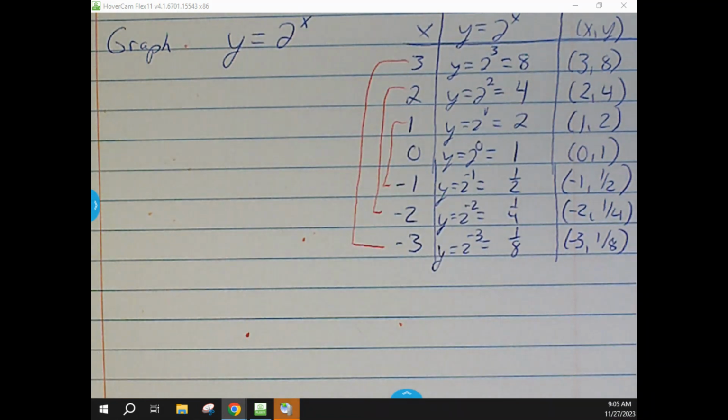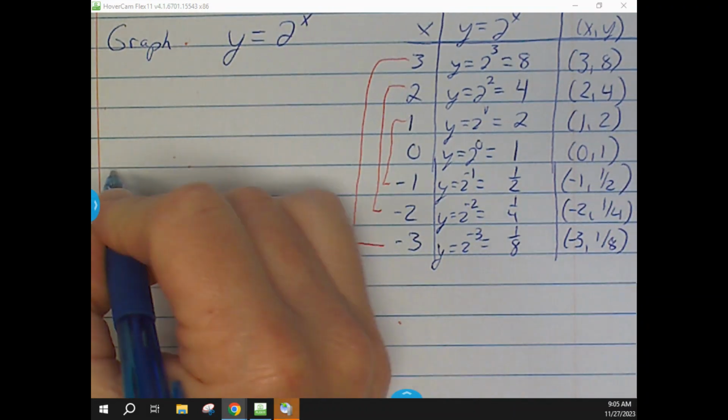Okay, now graph-wise, you may be saying, how are we going to graph those? Well, we'll show you, because you're not going to actually have to graph those numbers, because that would basically be almost impossible.